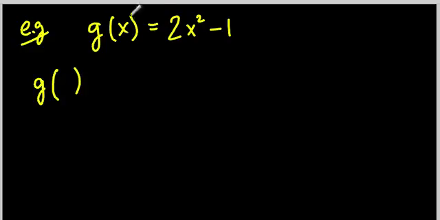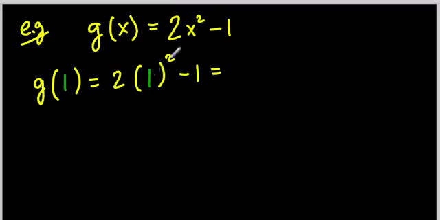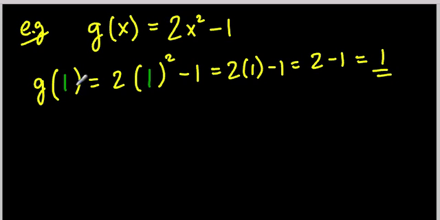Let's first go over g of 1. What that means is it's 2 times something squared minus 1, and that something is going to be 1. Well, 1 squared is 1, so it's 2 times 1 minus 1. So it's 2 minus 1, which is equal to 1. So for an input of 1, I have an output of 1.